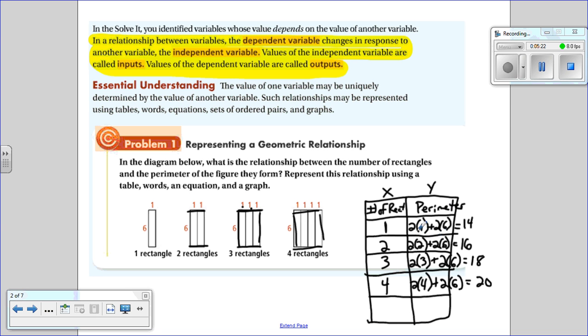So again, what we're saying is you're taking 2 times however many rectangles there are, plus 2 times each side length.